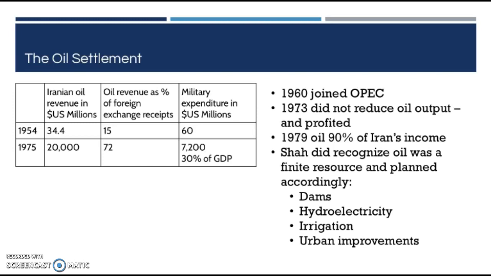But having said all that, the Shah does get it. Although he's spending money very recklessly, he does understand that oil is a finite resource and he is trying to plan accordingly. However, there's only so much investment that could be absorbed. And urban dwellers really benefit the most. There are improvements for housing, sanitation, and those types of things.